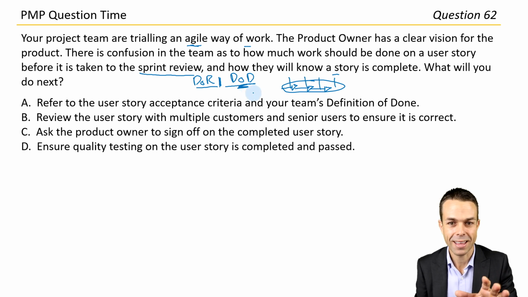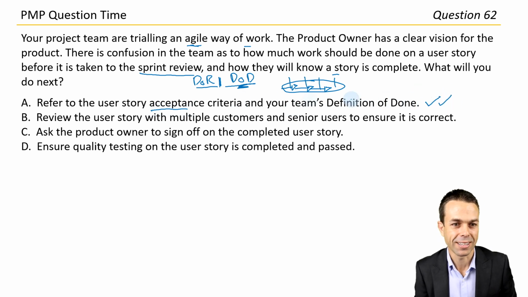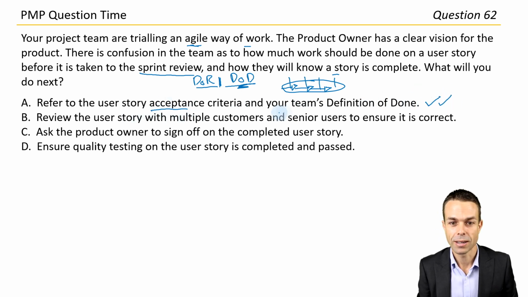So is there something like that here? There is, looks good. Refer to the user story acceptance criteria. That's wonderful. And your team's definition of done. I love that one. Let's see what else we have just in case. Review the user story with multiple users to ensure it's correct.